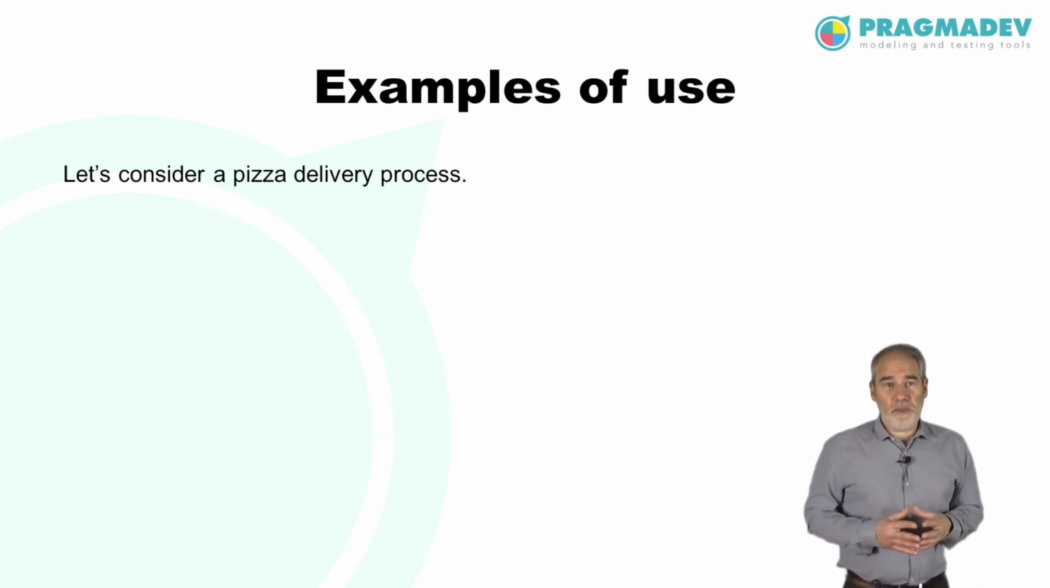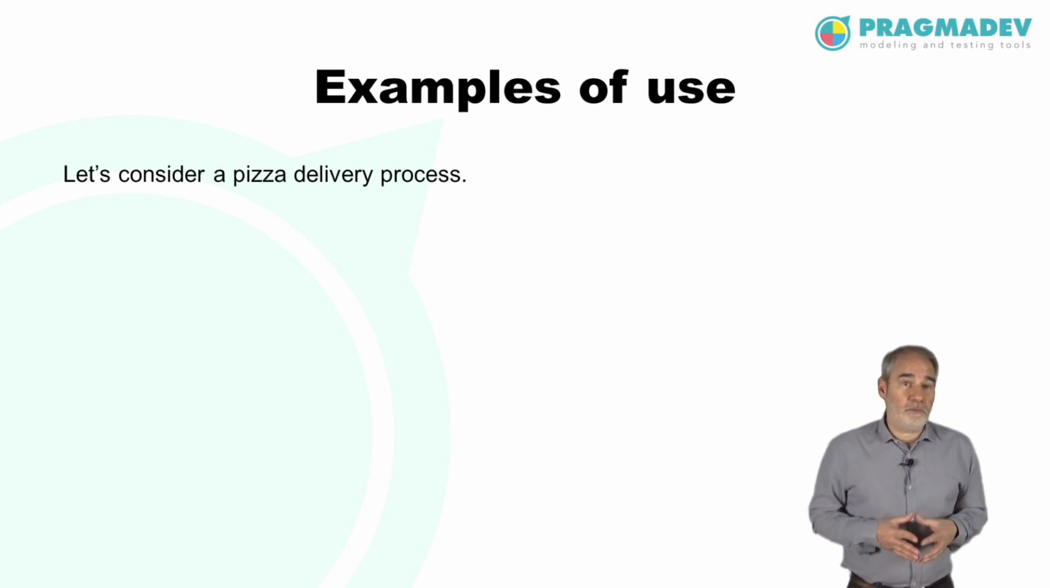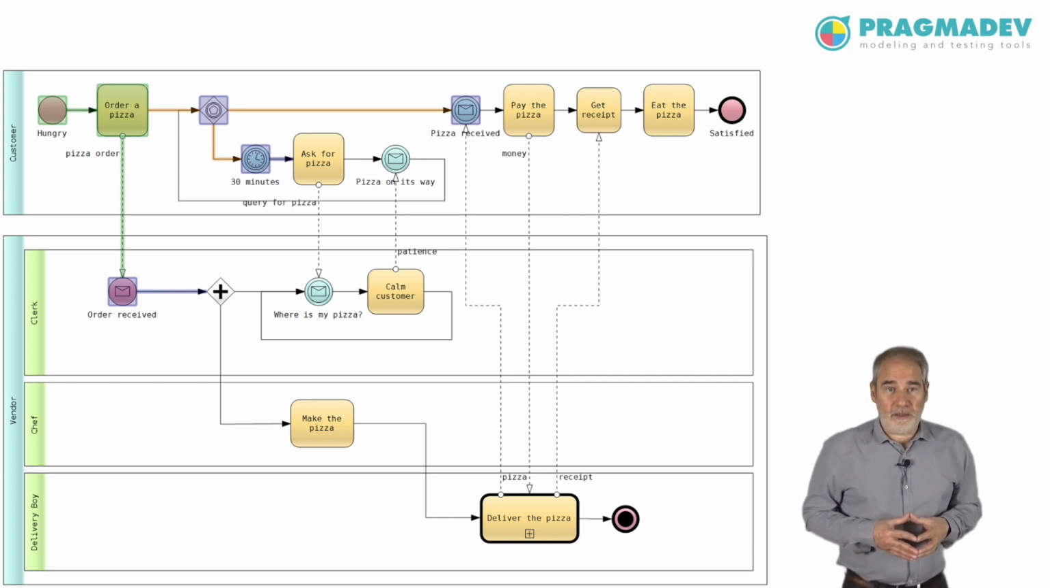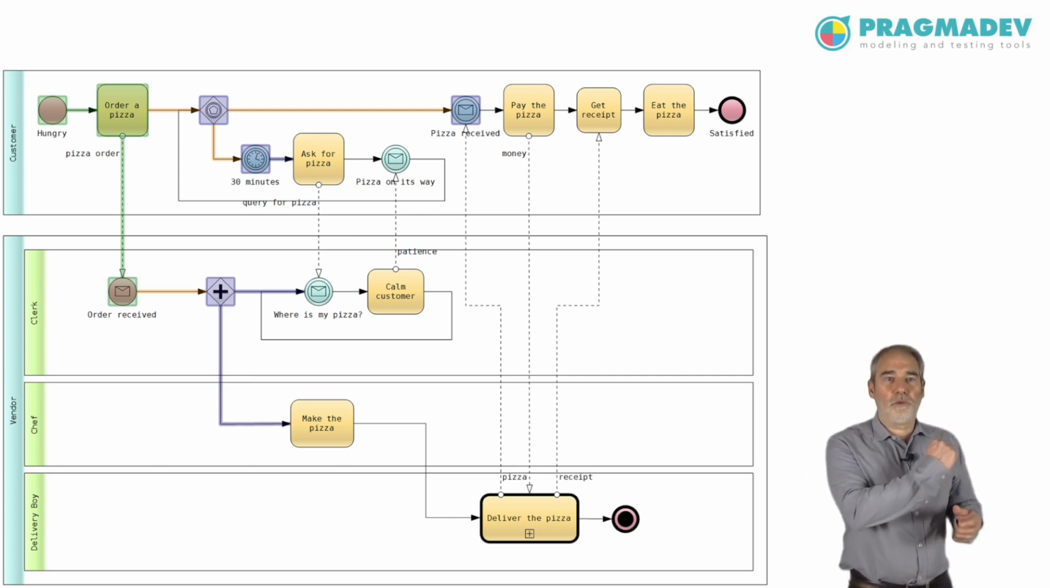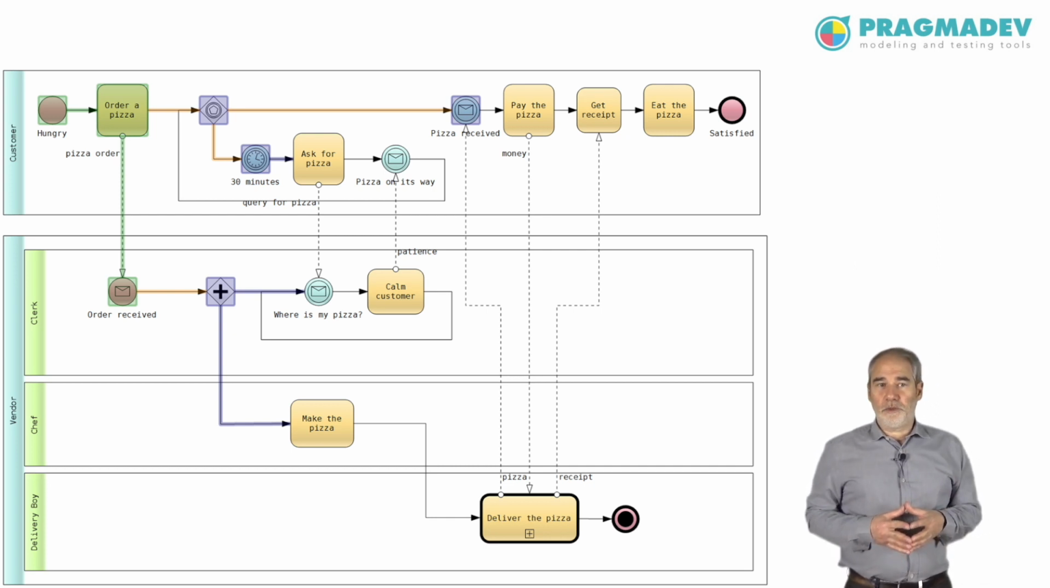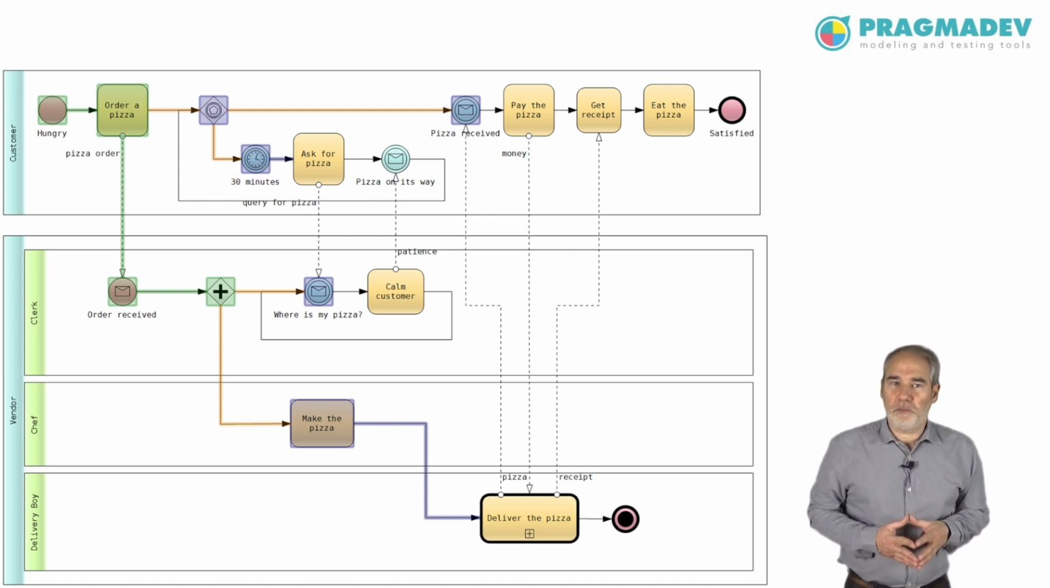To understand what BPSim can be used for, let's take the example of a pizza delivery process. The process can be described with BPMN. It describes who is doing what and when. The clerk answers the phone, takes the order, passes it on to the cook, who prepares the pizza. When the pizza is cooked, it is handed to the delivery boy, and so on.